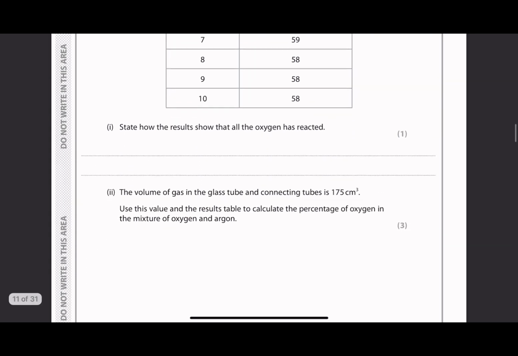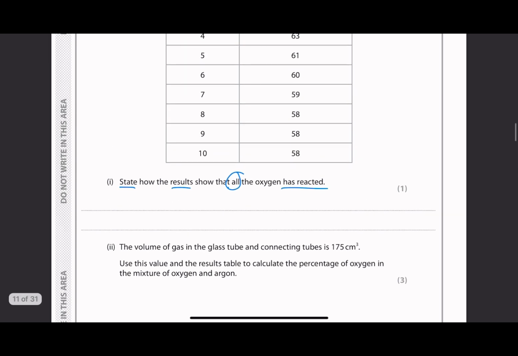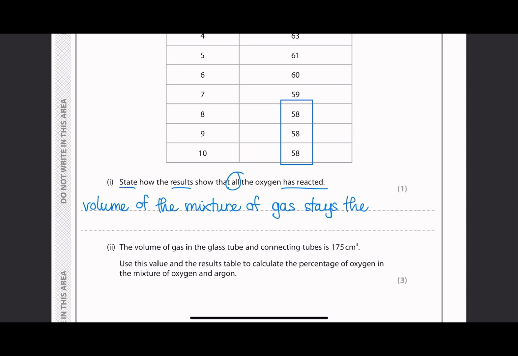And the first question asks: state how the results show that all the oxygen has reacted. So here in the 8th, 9th, and 10th rows, we can see that the volume of the gas stays the same. So we know that all the oxygen has reacted because the volume of the mixture of gas stays constant at 58 cm³ for the last 3 minutes.